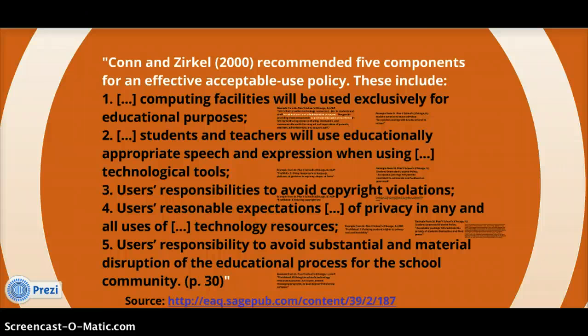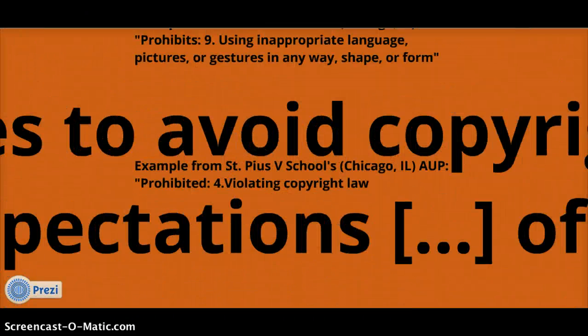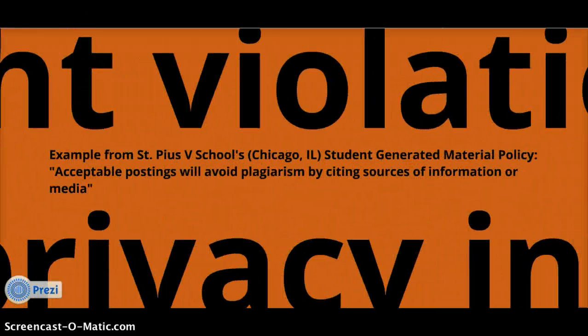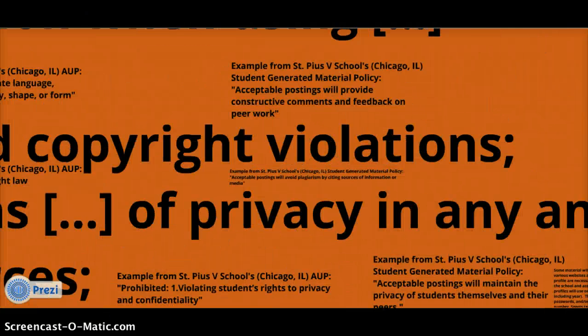Number 3, users' responsibilities to avoid copyright violations. Again, this is one of the prohibitions. Do not violate copyright law. And it's further explained as acceptable postings will avoid plagiarism by citing sources of information or media. And then we learn how to do that throughout the year.